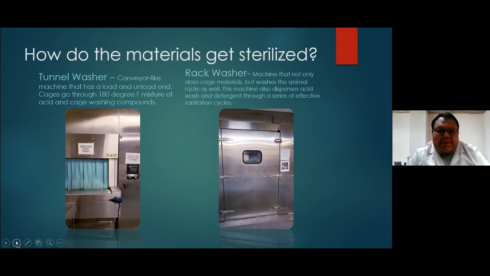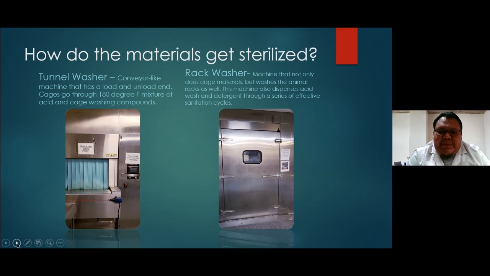How do the materials get sterilized? We have a tunnel washer. It's a conveyor-like machine that has a load end and an unload end. Cages go through a 180-degree Fahrenheit mixture of acid and cage washing compounds. The cages are loaded at the load end and go down the line, and at the unload end they get flipped over into the bedding dispenser, in which corn cob is automatically dispensed into the cages.